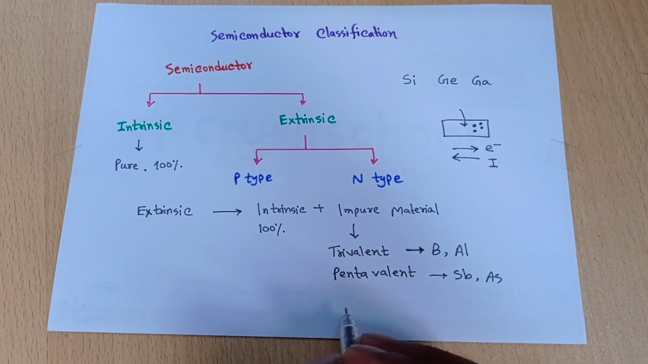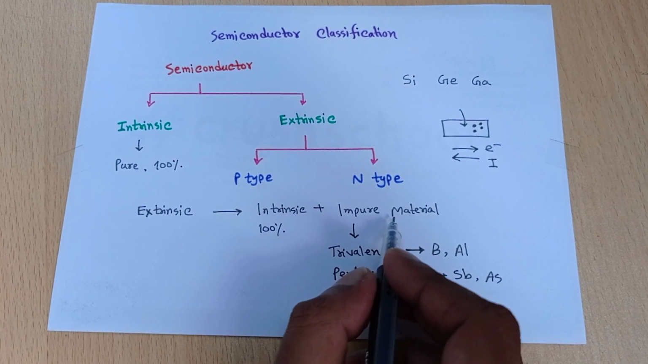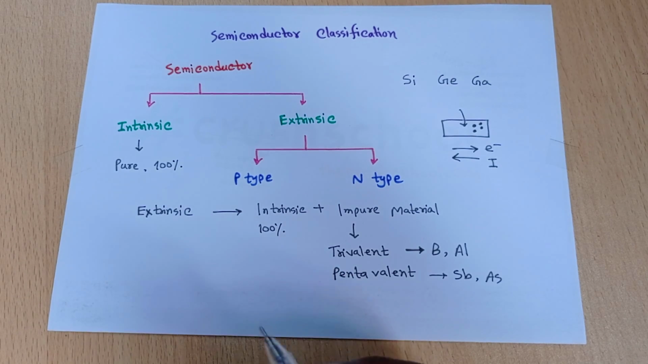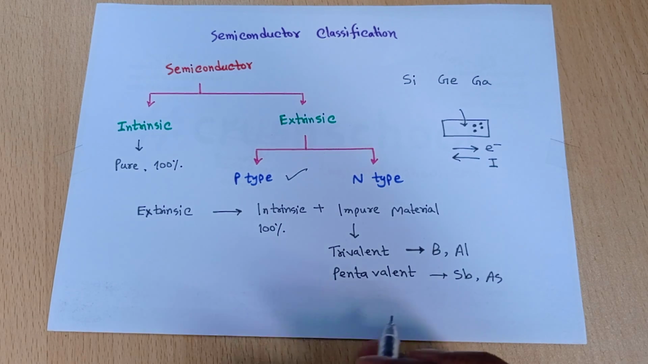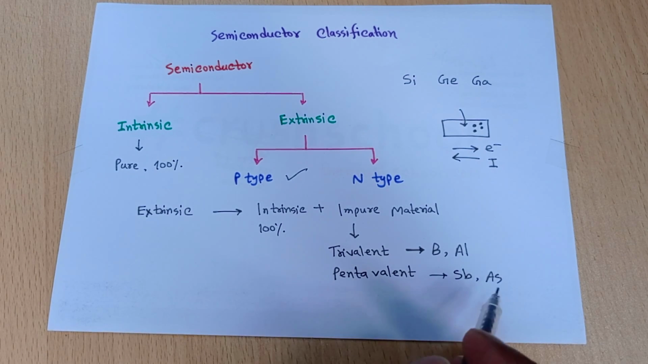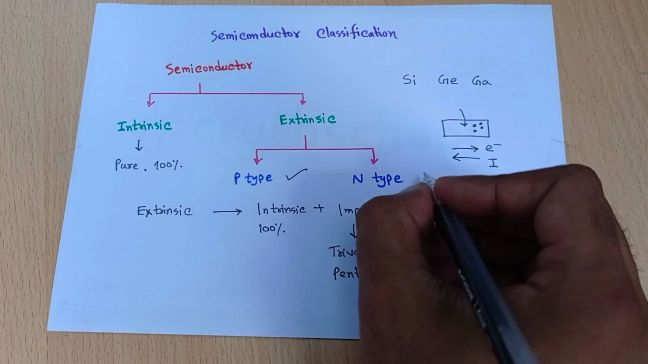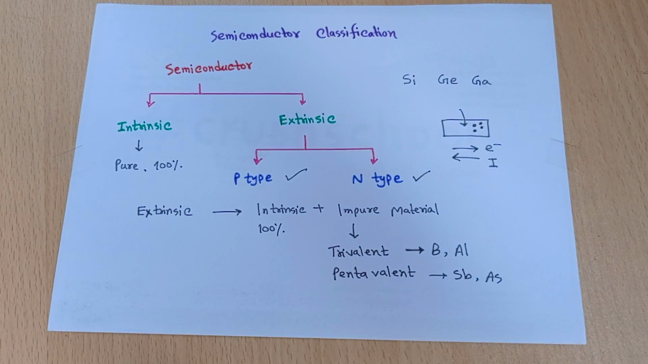So when we use trivalent as an impure material and attach it to any intrinsic or pure semiconductor, this material is called p-type material. And when we use pentavalent, like arsenic or antimony, as an impure material and attach it to any intrinsic semiconductor, suppose silicon or germanium, then this material is called n-type material.